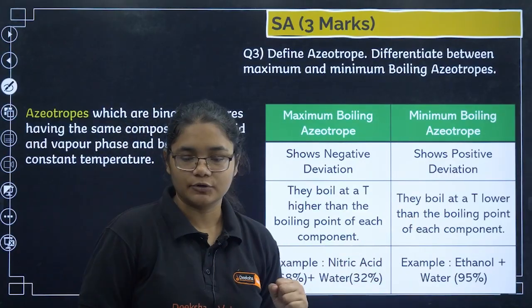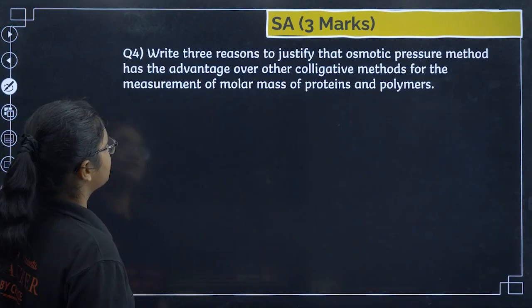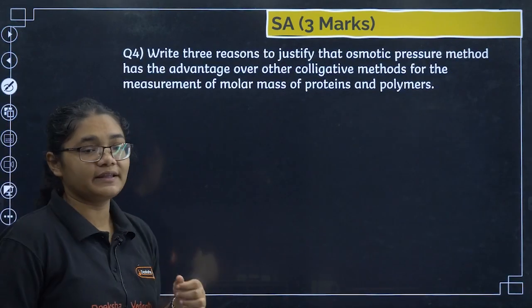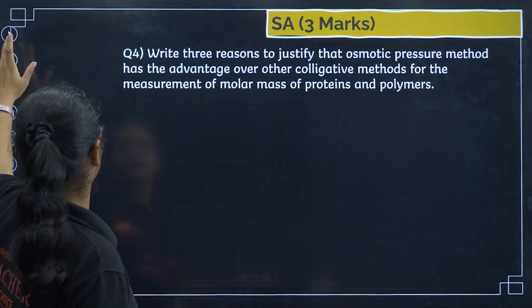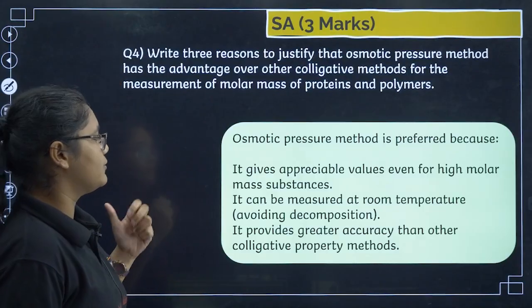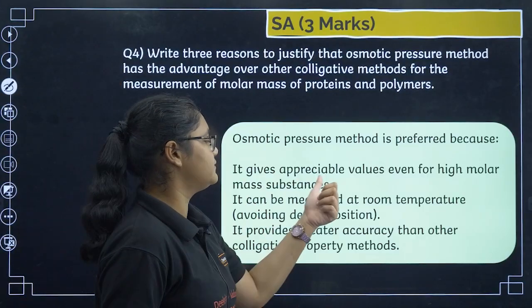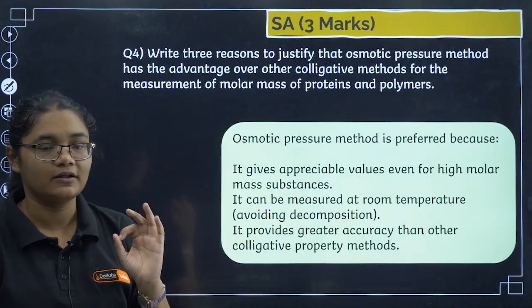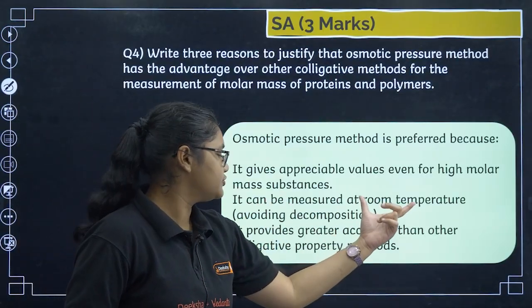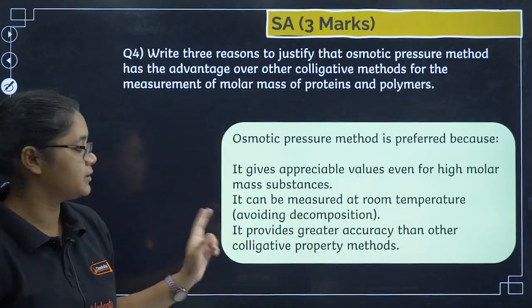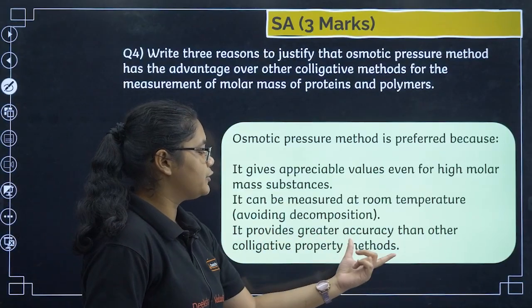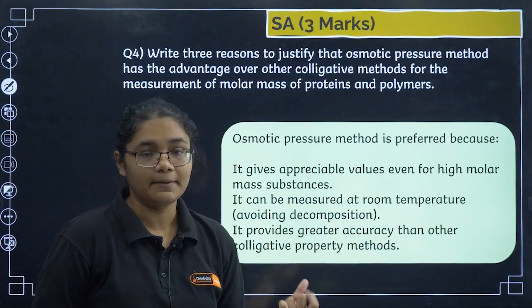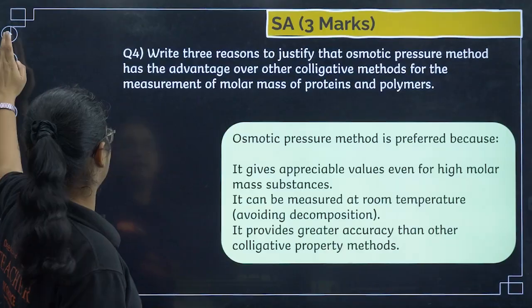Examples. Okay. Next, fourth question. Write 3 reasons to justify that osmotic pressure is used to calculate the molar mass of the big macromolecules. So the first reason here is it gives appreciable values even for higher molar masses. So the correct values we get, it can be measured at room temperature. That is the most important thing. It provides greater accuracy than other colligative property method. Okay, any 3 points you can write here.